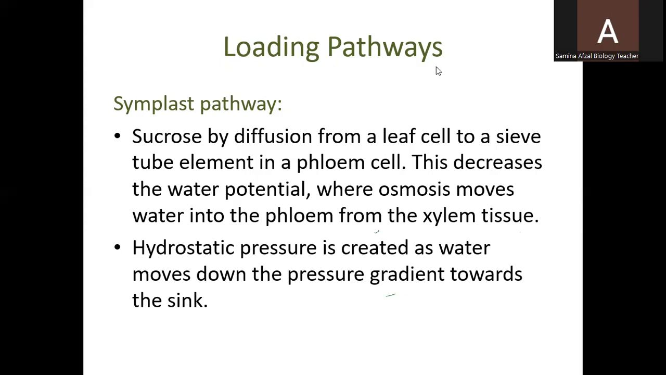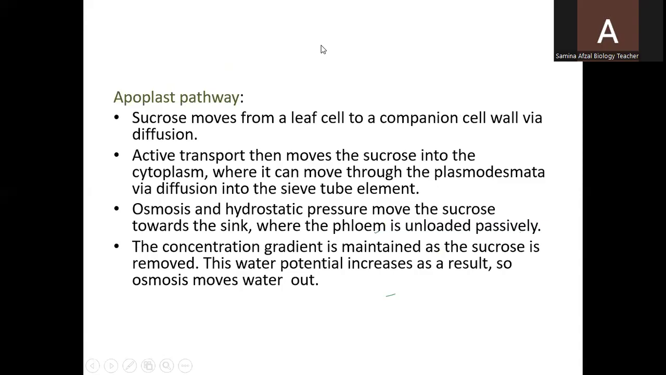Now we will discuss the apoplastic pathway, where the movement is through the cell wall. The sucrose moves from a leaf cell to a companion cell wall via diffusion. Active transport then moves the sucrose into the cytoplasm, where it can move through the plasmodesmata via diffusion into the sieve tube elements. Osmosis and hydrostatic pressure move the sucrose towards the sink, where the phloem is unloaded passively. The concentration gradient is maintained as the sucrose is removed. The water potential increases as a result of osmosis moving water out.